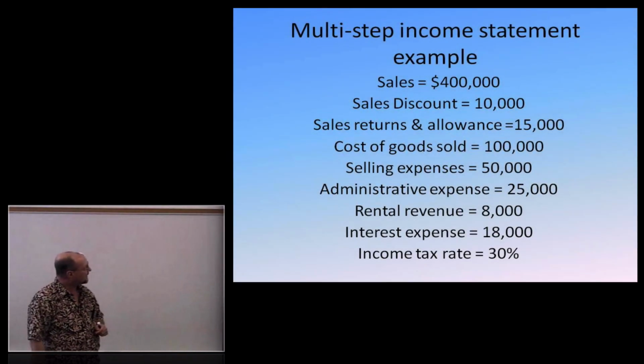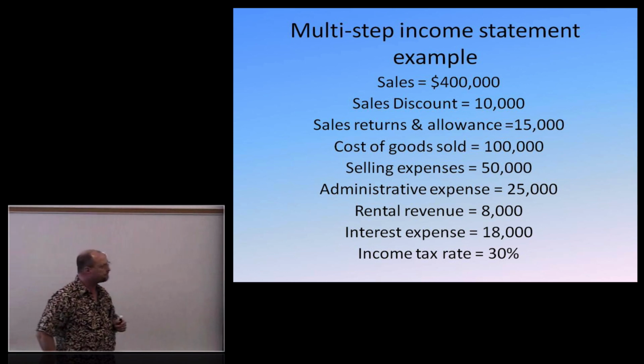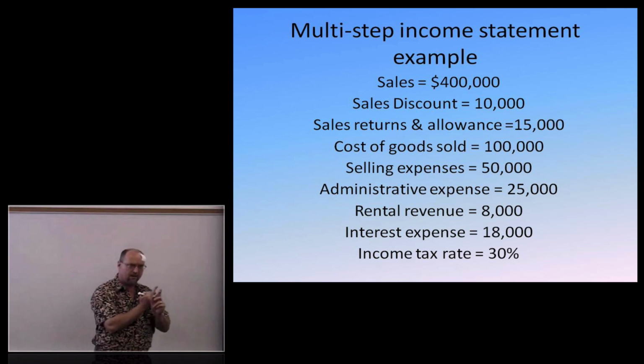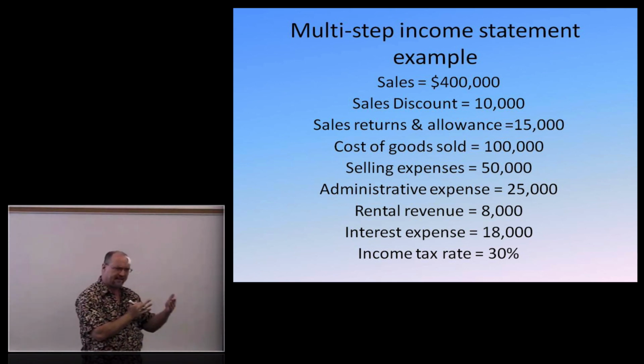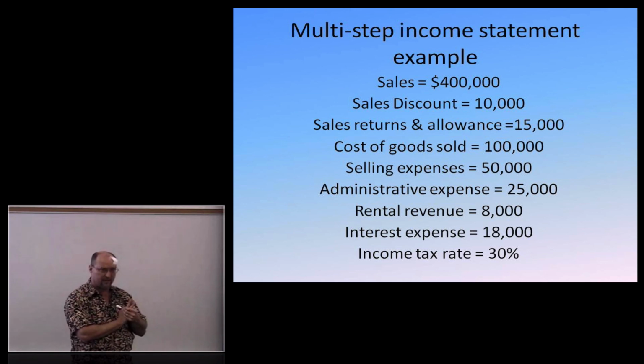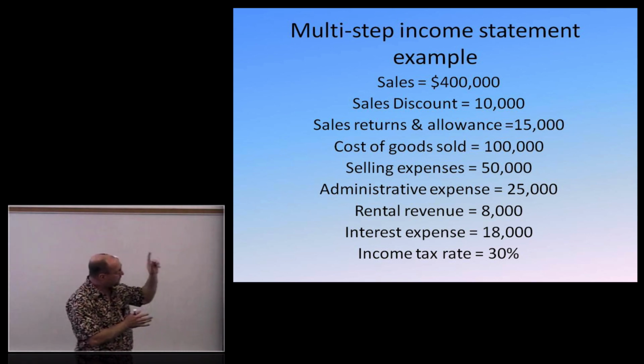Okay, now I'd like to prepare a multi-step income statement, and I'm going to do it here on the whiteboard. All financial statements, let's review. We have an income statement, we have a statement of retained earnings, which, by the way, is really part of another financial statement called the statement of stockholders' equity, but don't worry about that. Then we have the balance sheet, and then we have the statement of cash flows. So we're going to prepare a multi-step income statement.